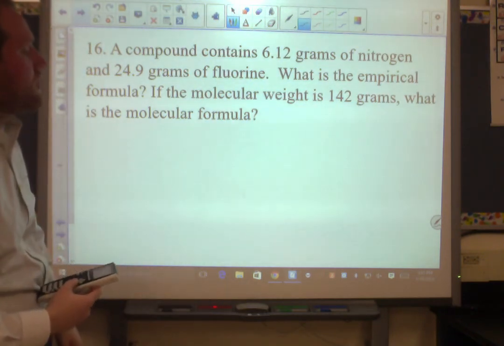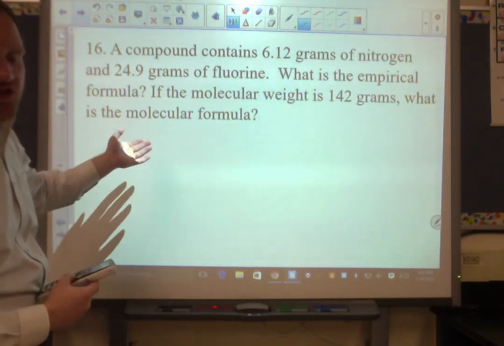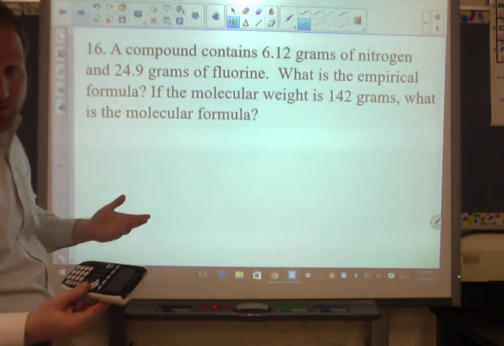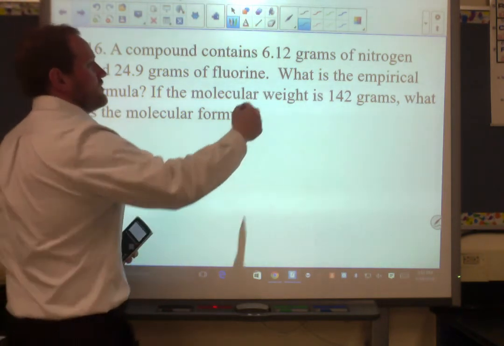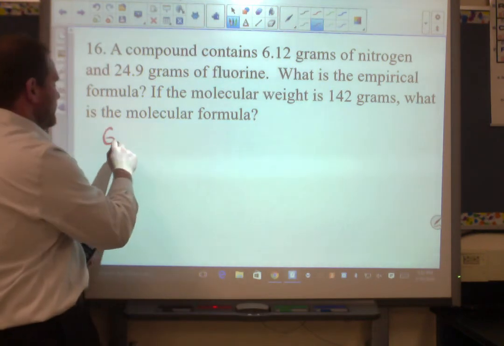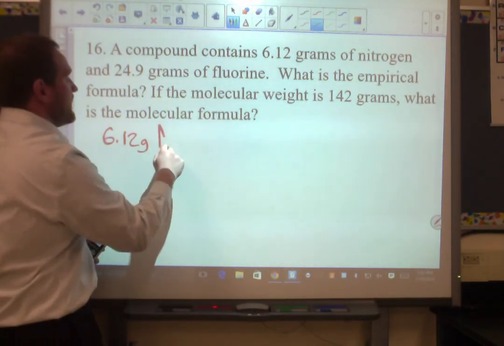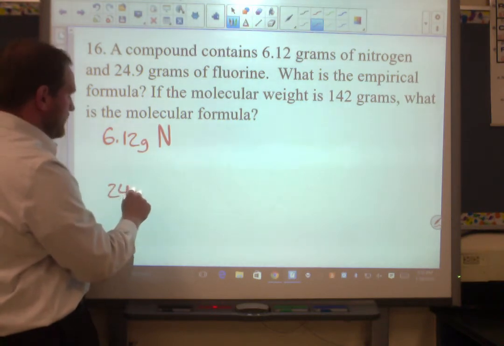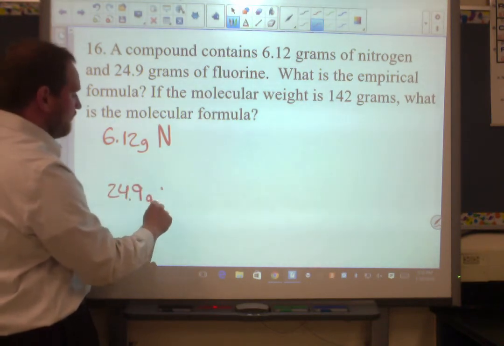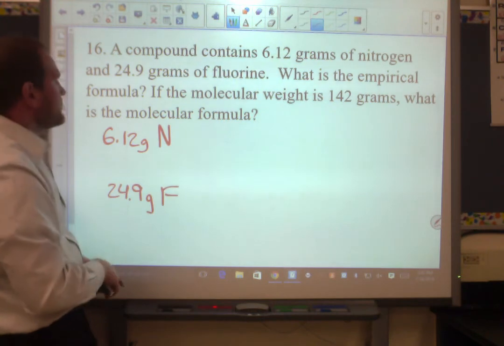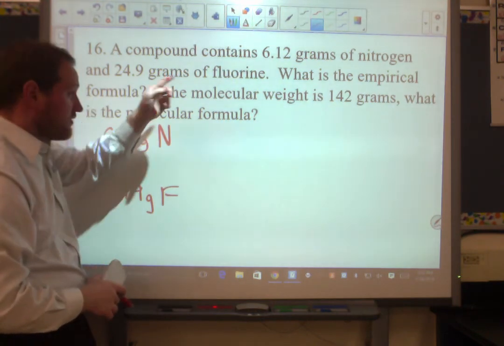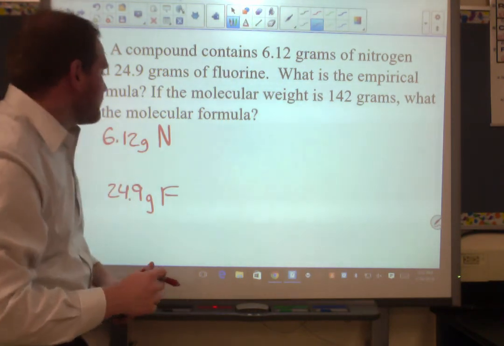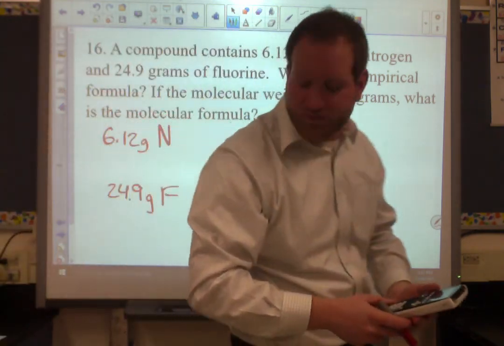Empirical molecular. So in this problem, I didn't give you a percentage. I gave you the actual grams, which are just the same type of difficulty. All right, 6.12 grams of nitrogen, 24.9 grams of fluorine. What's the empirical formula? And then I tell you the molecular weight and ask what's the molecular. So again, we have to work out the empirical formula first.